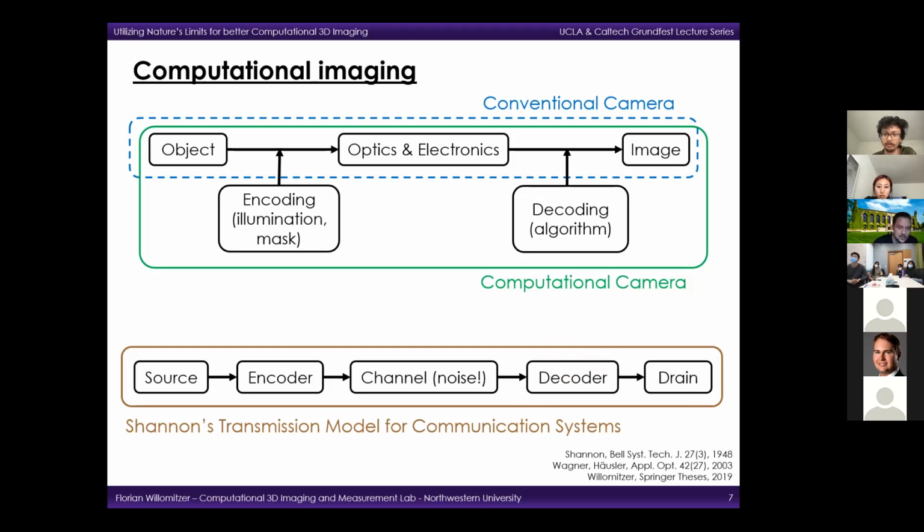And it's also well known that the most crucial component in such an information channel is actually the encoder. And the encoder, this is the role of the illumination. So the illumination serves as source encoder for the information. And this allows you to see something with your computational imager that you would not see otherwise. And this can be actually very, very powerful.